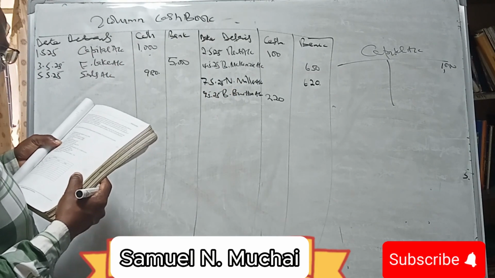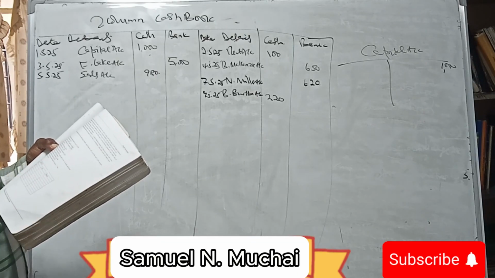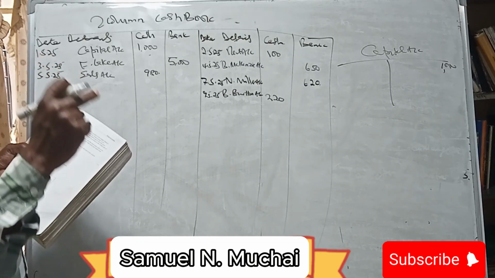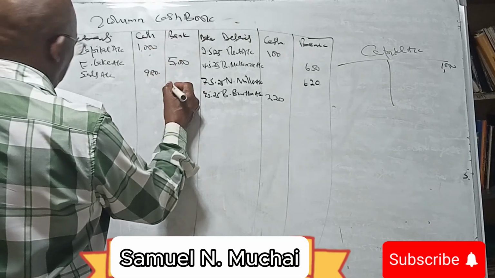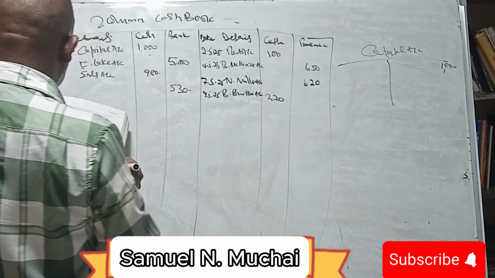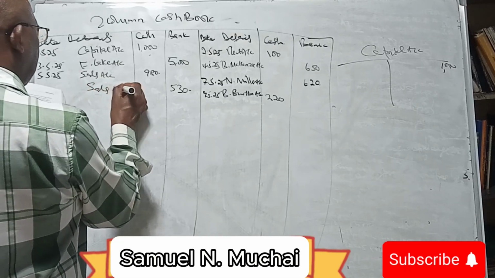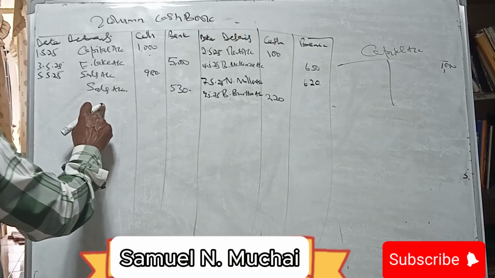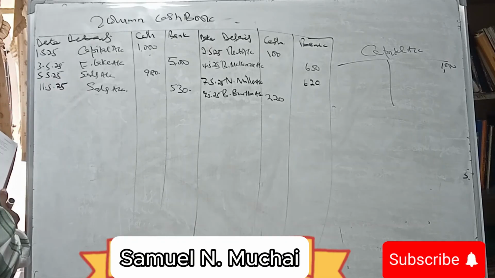Then we are told on 11th of May, cash sales paid direct into the bank. A customer went and paid money into our bank amounting to 540. Our bank is increasing with the 530, and it is being paid directly. So we say sales account. We credit sales as we debit bank. 11th of May 25.